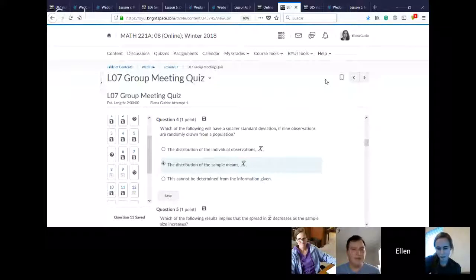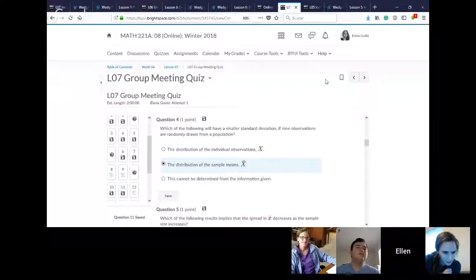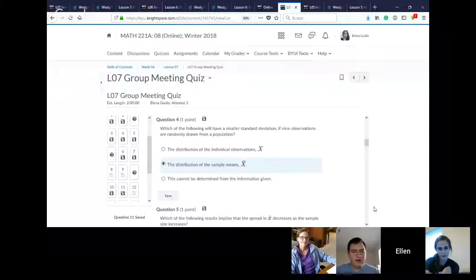So who's next? I can read it. Which of the following will have a smaller standard deviation if 9 observations are randomly drawn from a population? I would say the distribution of sample means, right? Because then that would be the standard deviation over the square root of n. Is that right or no? That's what I got, and it said it was right, but I kind of just guessed on that.